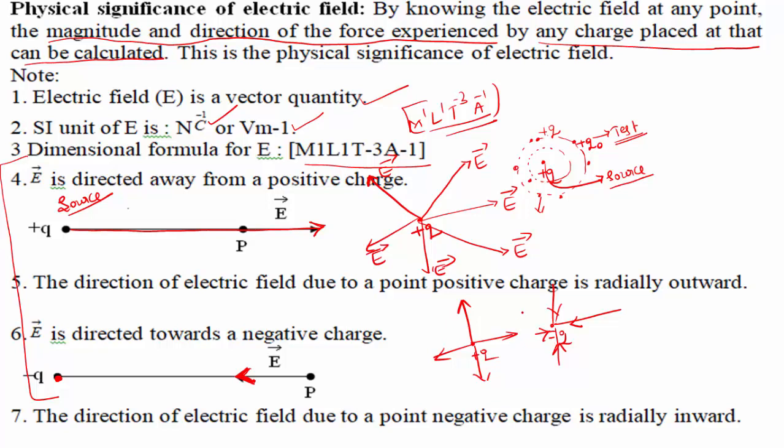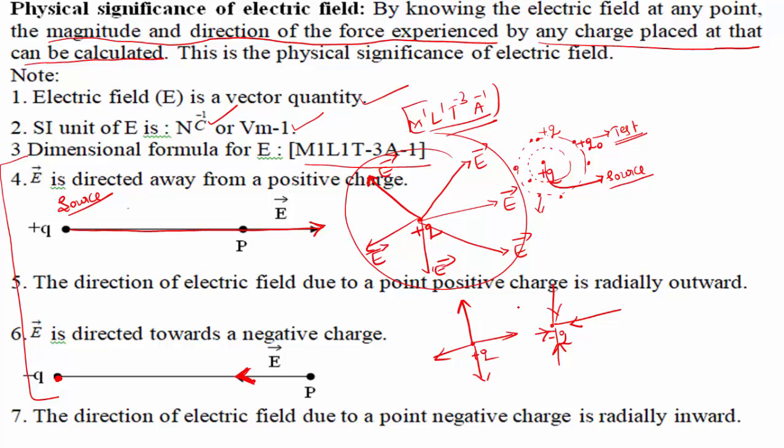The direction of electric field due to the positive charge is always radially outward. This is called radial. The direction of electric field due to a point positive charge. A point charge means the size of the charged particle is negligible as compared to its distance. The direction of electric field due to the point positive charge is always radially outward.